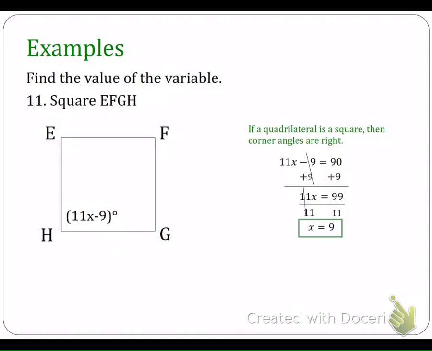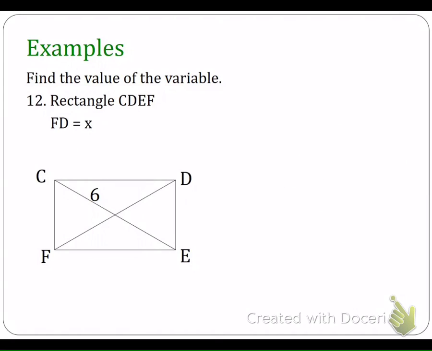Good. So remember, squares and rectangles, those angles are 90 degrees. So if they give you an expression and everything else is missing, you've got to remember back to that 90 rule. Okay? All right. Number 12.